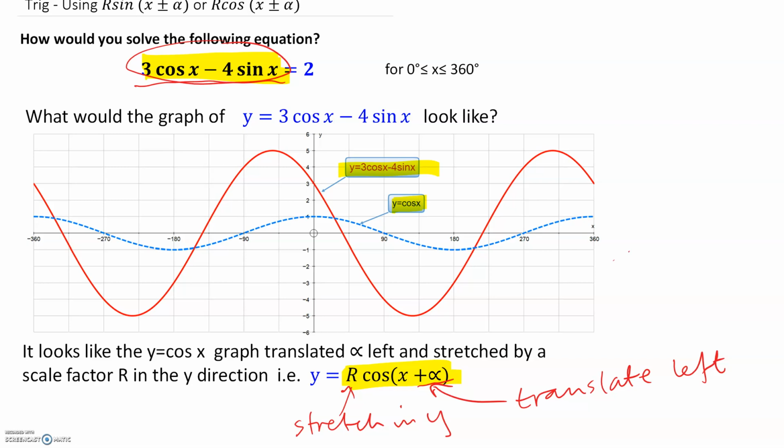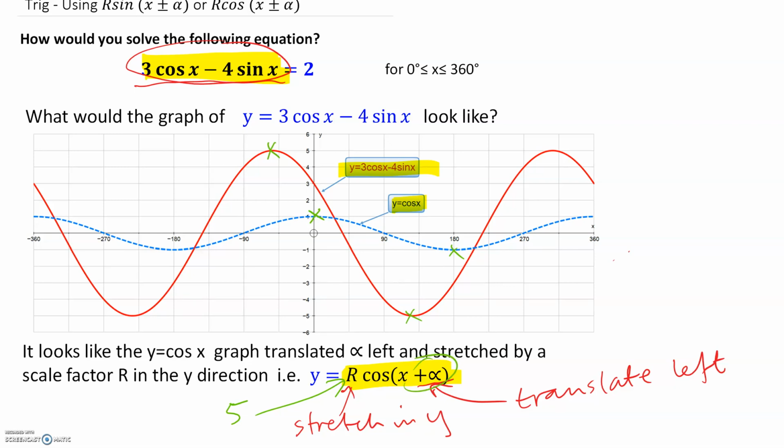Now if we look at how we've gone from the cos graph to the graph of 3 cos x minus 4 sine x, if we just pick a point here, that point has ended up over here. Now it's gone from y equals 1 to y equals 5, so that would suggest that r equals 5 here. In the same way, this has gone from -1 down to -5. So it suggests that r equals 5.